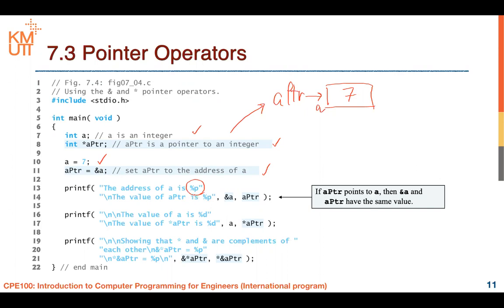If aPtr points to a, then the address of a and aPtr have the same value. Now we set aPtr to the address of a at line 11. The address of a is printed with percent sign P, and aPtr points to a as well, so these two values will be the same. The address of a and aPtr have the same value. And this one is dereferencing: a is the value of a, and this one is the address, the value of aPtr, the pointer to a.